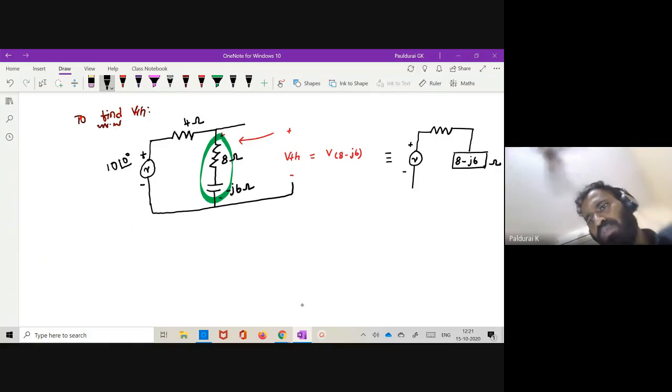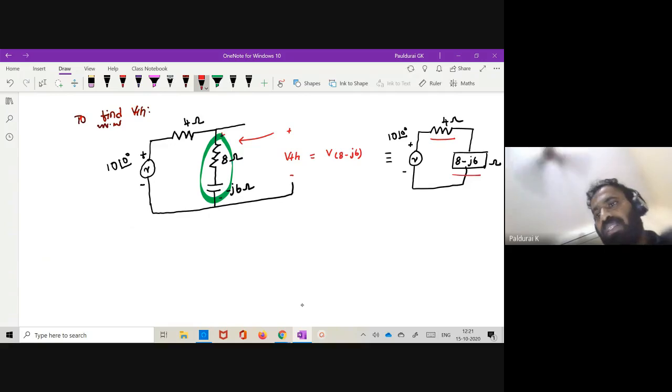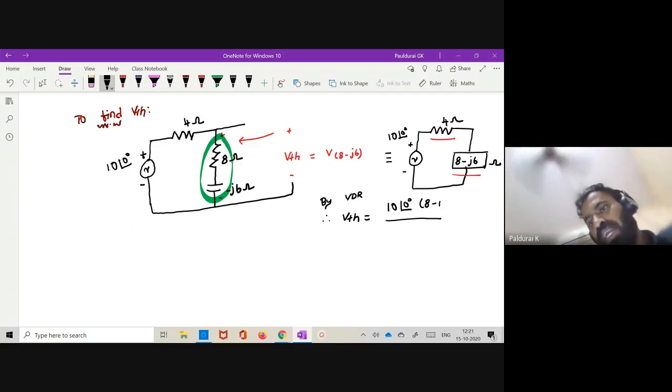So this is my 8 minus J6. Actually, this is also ohm. This is 4 ohm. Now I apply 10 at an angle of 0. It is dropped across this 4 ohm as well as this 8 minus J6. But this is my VTH, the voltage across 8 minus J6. Therefore by voltage division rule, what is my VTH? Applied voltage 10 at an angle of 0 times the same resistance 8 minus J6 divided by total resistance 12 minus J6.